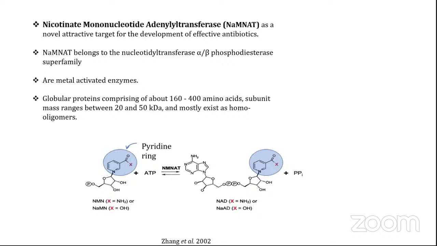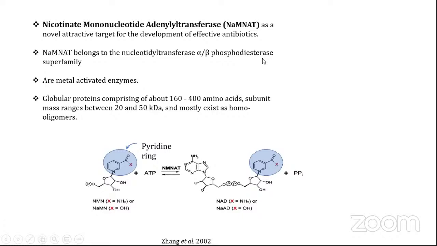So in this study, among all the enzymes involved in the biosynthesis of NAD, we are specifically looking at the enzyme NaMNAT, which is nicotinate mononucleotide adenylyltransferase. It is an enzyme that catalyzes the adenylation of nicotinamide mononucleotide or nicotinate mononucleotide to form NAD or NAAD, that is nicotinic acid adenine dinucleotide, with the release of inorganic pyrophosphate. This enzyme belongs to the nucleotidyltransferase family.